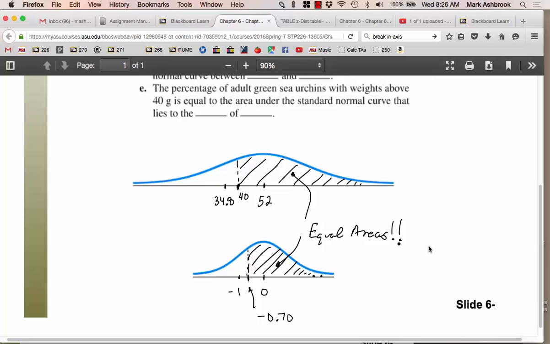And you guys found that area was what? So you found this area right here, which is 0.242. I don't think that area is 0.242. Sorry, it's 0.758. 75.8%. What is 0.242?